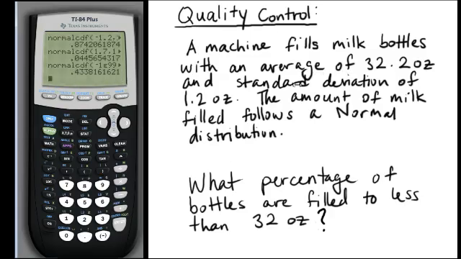So if you're a quality control person, you shouldn't label these bottles as 32-ounce bottles of milk, because around 43% of the time, someone's going to yell at you.